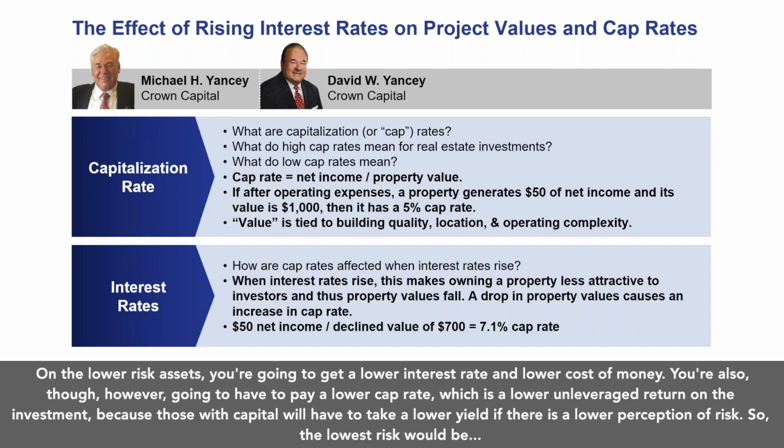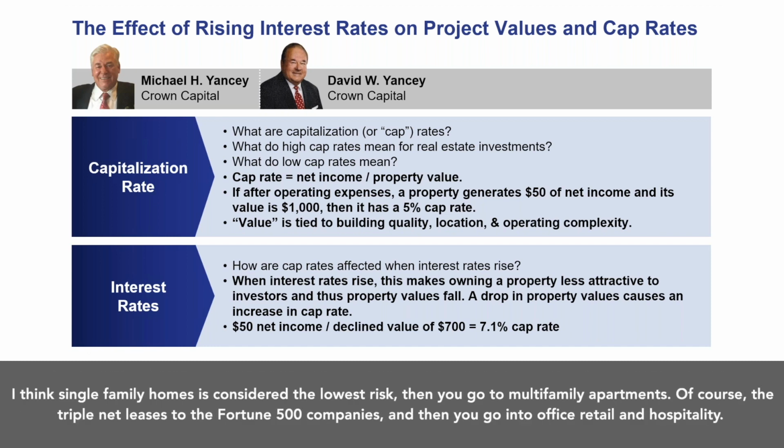So the lowest risk, I think, single family homes are considered the lowest risk. Then you go to multifamily apartments, of course, the triple net leases to the Fortune 500 companies, and then you go into office, retail, and hospitality.